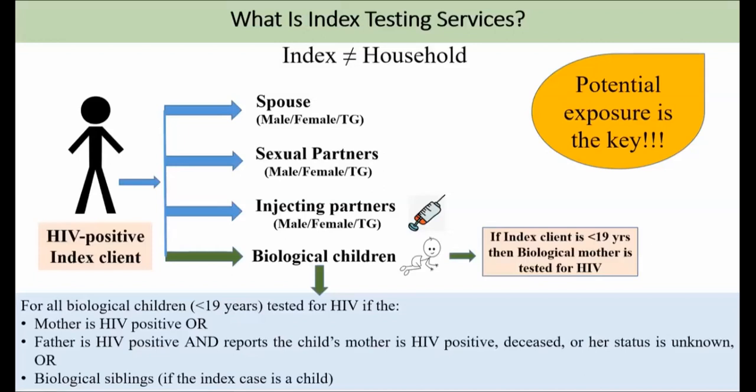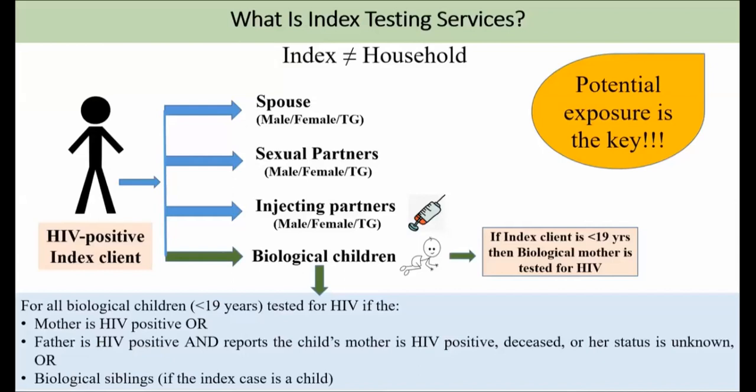For biological children, there is some criteria. If the index case is a HIV positive female, we can ask about biological children of less than 19 years. If the index case is a male, we will ask about the spouse's HIV status. If the spouse's status is not known, or the spouse is deceased, then we will also inquire about the children of less than 19 years of the HIV positive male.